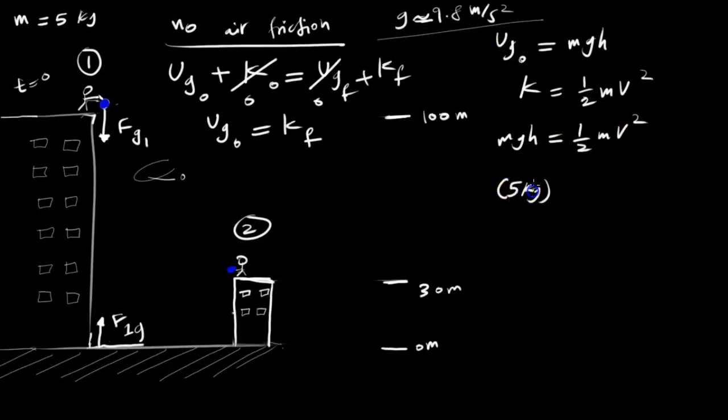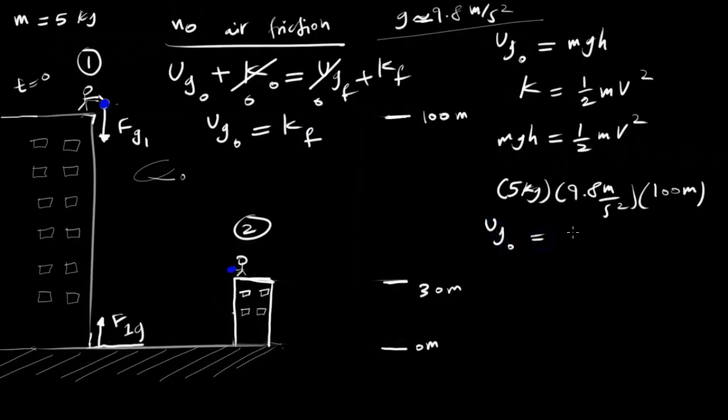Okay, so the 5 kilograms here and the g, 9.8 meters per second squared, times the height, which in this case would be 100 meters. I'm going to put this into the calculator: you get 5 times 9.8 times 100, and we end up getting 4,900.